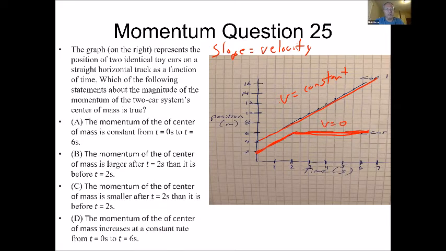So during the course of our problem, cart 1 has a constant speed. Cart 2 starts off with a constant speed between here and here, but then it stops. So that means the momentum of the center of mass decreases a bit over time. And that means our best answer, if we look at our choices, is C. The momentum of the center of mass is smaller after t equals 2 seconds than before 2 seconds, and that's because part of the system stopped moving.